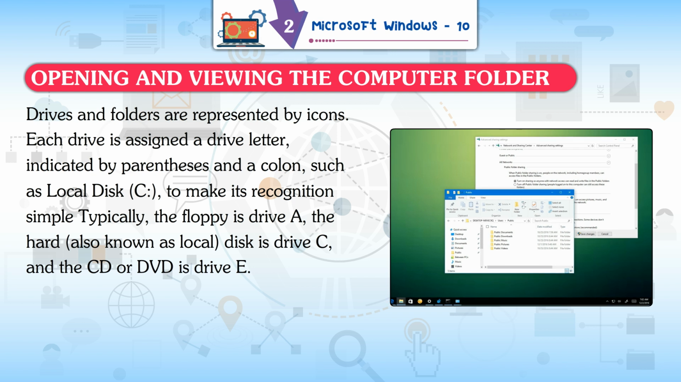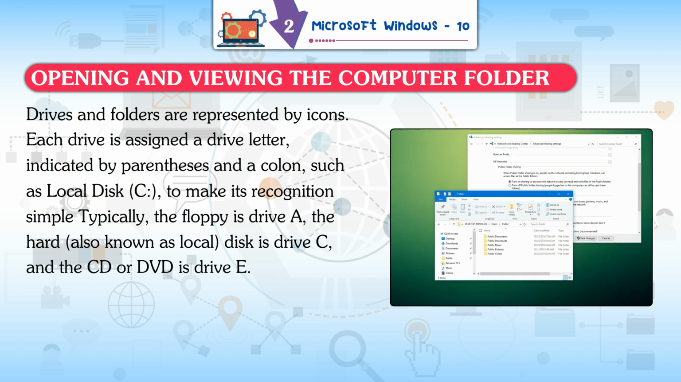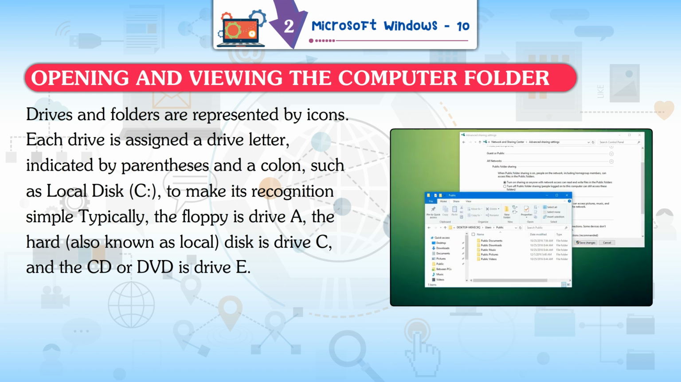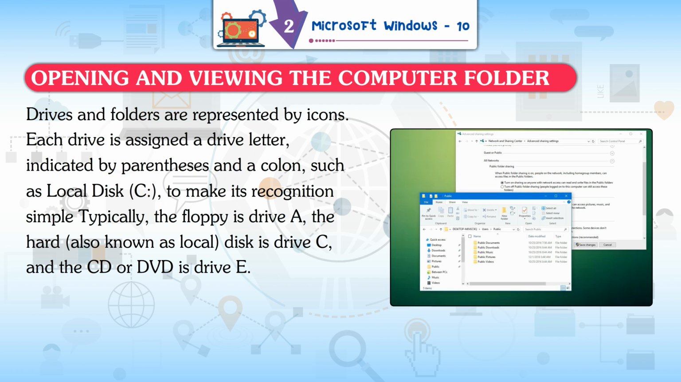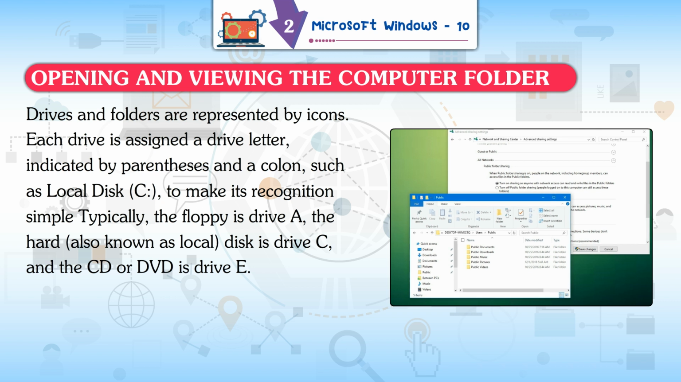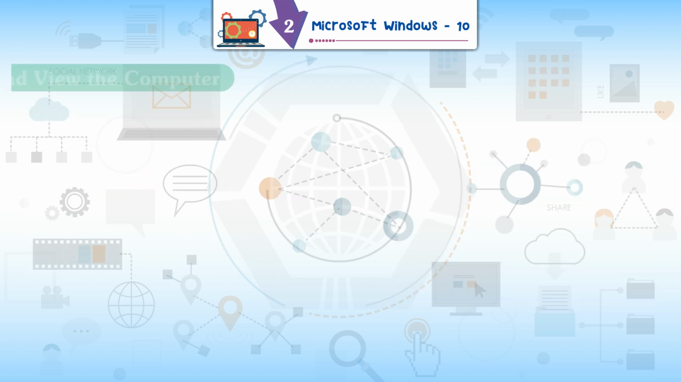Each drive is assigned a drive letter indicated by parentheses and a colon, such as Local Disk (C:), to make its recognition simple. Typically, the floppy is drive A, the hard disk, also known as local disk, is drive C, and the CD or DVD is drive E.